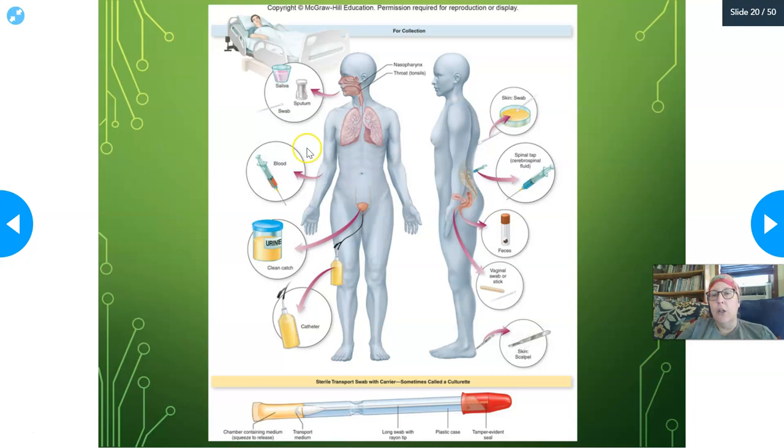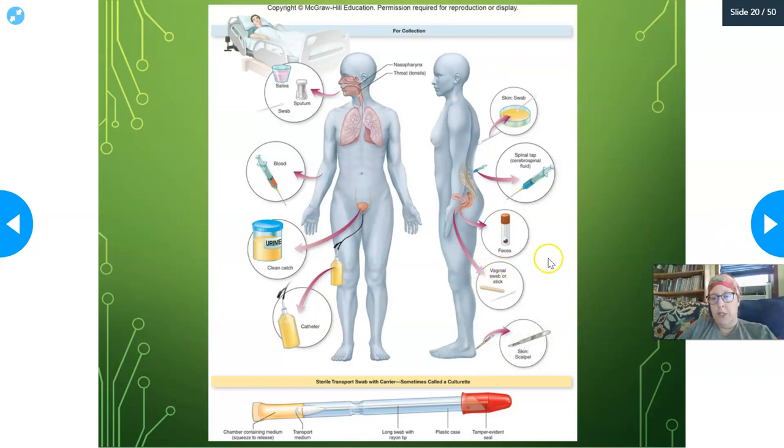And then you could do skin scrapings, and of course you can swab wounds, right? And you can do spinal fluids, spinal taps. You can do feces samples, stool samples. You can do vaginal and penile swabs and samples, and skin scraping with a blade. So there's skin with a swab and skin with a blade. Those are all different types of samples.